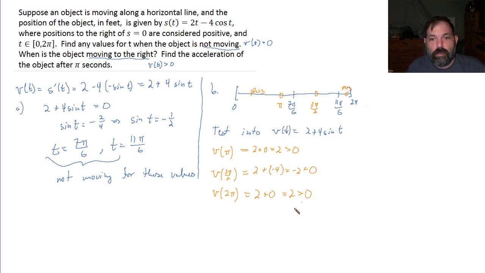All right, so when is it moving to the right? That means the velocity is positive. So moving to the right, that would be when t is on the intervals 0 to 7 pi over 6, and then 11 pi over 6 to 2 pi.